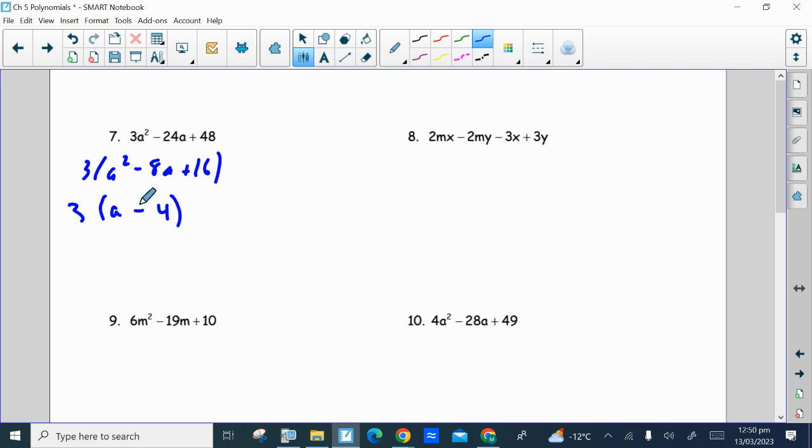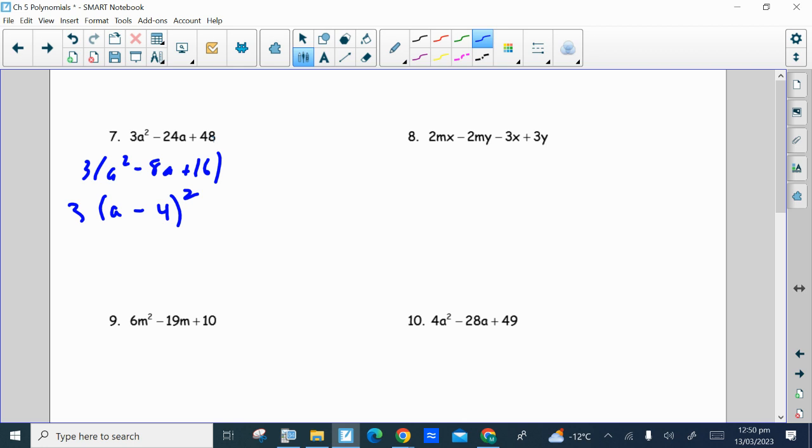Because it's a minus 8a, it has to be a minus 4 all squared. If you did this the way we did the last one, you're looking for two numbers that multiply to get positive 16, add to get negative 8. Negative 4 and negative 4. You're still going to get a minus 4 and a minus 4 as the two binomial factors. So whether you do it by recognizing it's a perfect square trinomial or go back and do it the way we did before, doesn't matter.